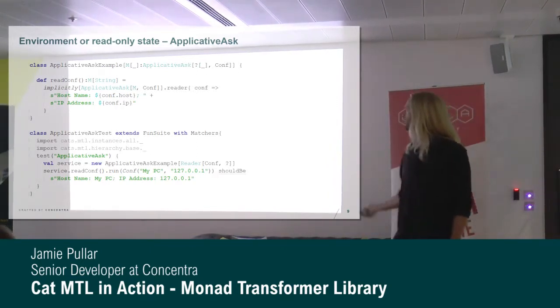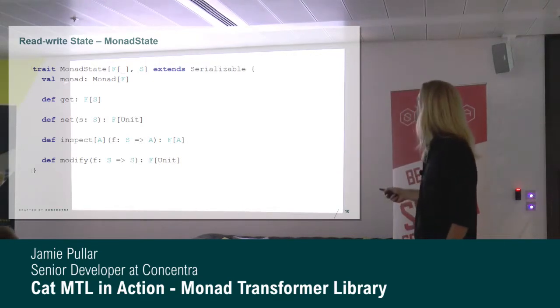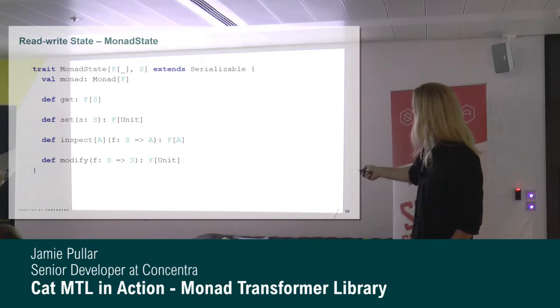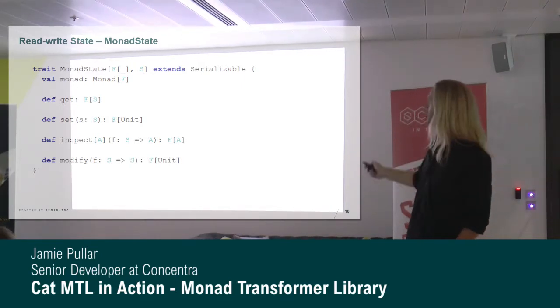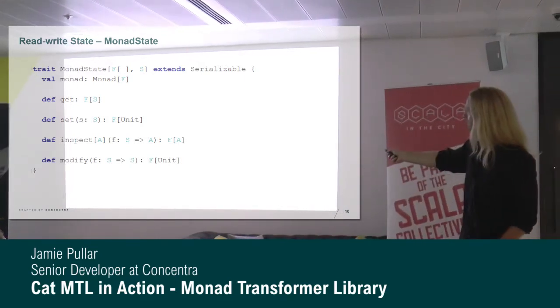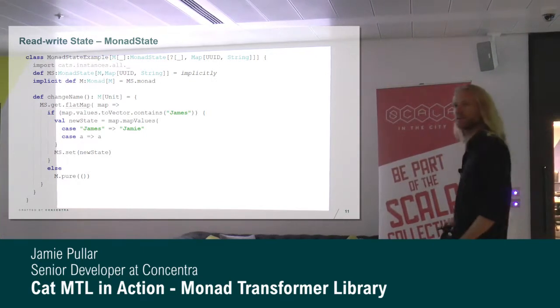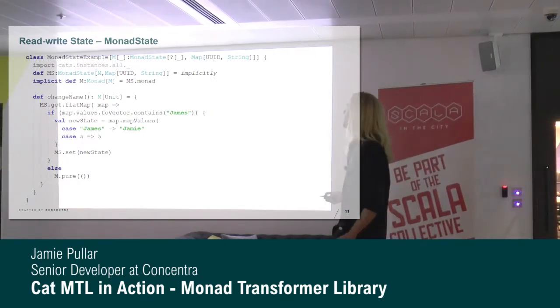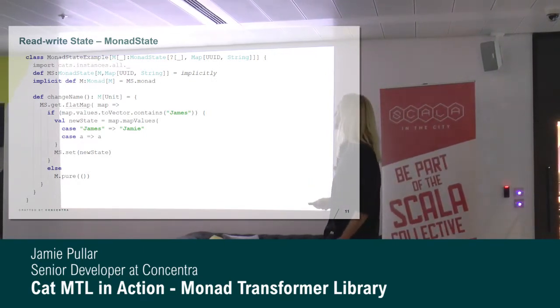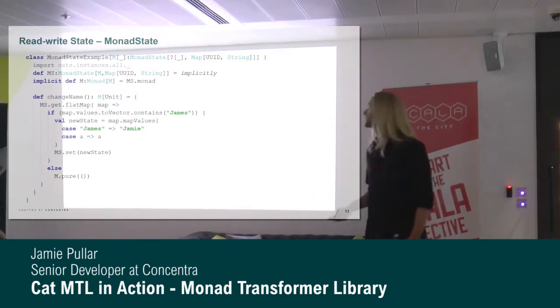And here's an example. We're doing an operation where, and what I'm illustrating here as well, is the monad state comes with a monad in it. So we don't actually have to pull the monad in here. We can implicitly extract it from the monad state type class. And then we can do a flat map operation and do some state operations here.